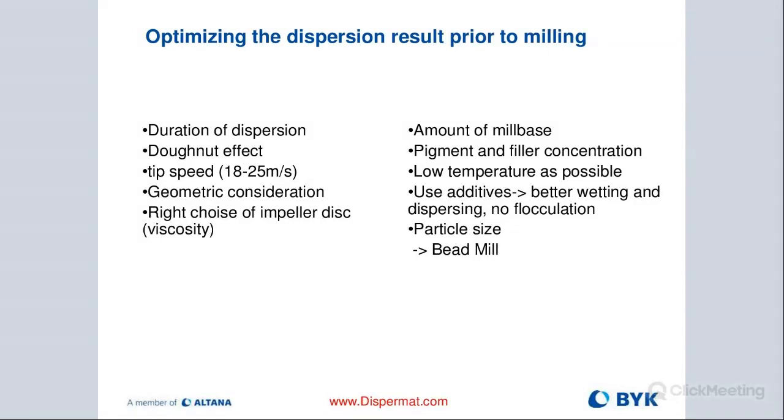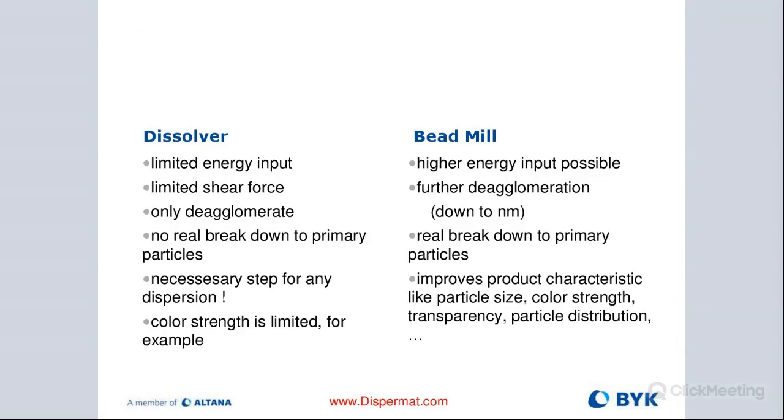From a formulation standpoint, pigment and filler concentration play a big part. We want to keep the temperature as low as possible, especially when we're dealing with solvent-based materials. We don't want to flash off all the solvent. We want to keep it in our mill base, so we try to keep the temperature lower. And then again, we want to choose the right additives for better wetting, dispersing, and no flocculation of our pigments. And when we have the right particle size, that's when we should start the medium milling process.